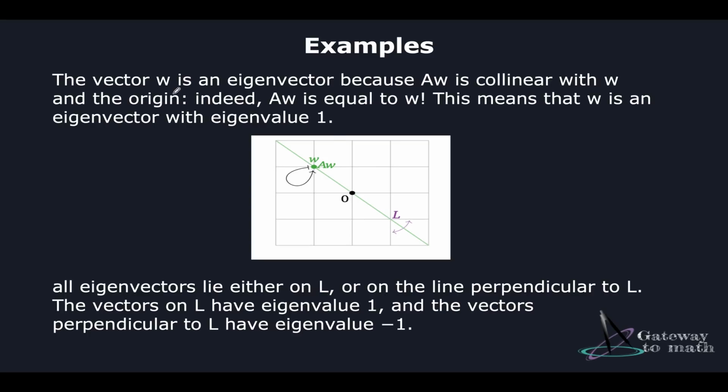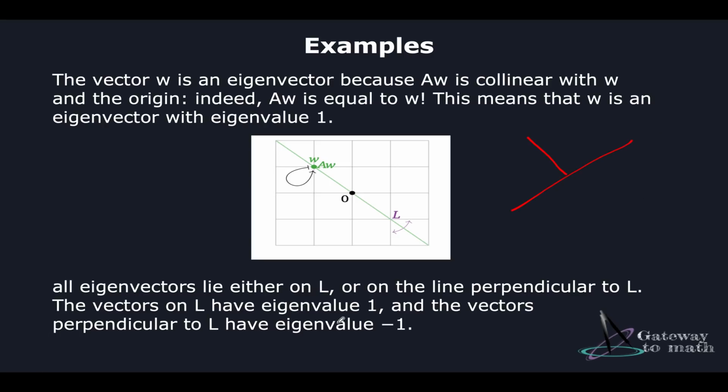Just a quick note here, the vector W is an eigenvector because AW is collinear with W and the origin. Indeed, AW is equal to W, as you can see, because it's coinciding. This means that W is an eigenvector with an eigenvalue of 1. All eigenvectors lie either on the line L, whatever the equation of the line is, or on a line perpendicular to L.